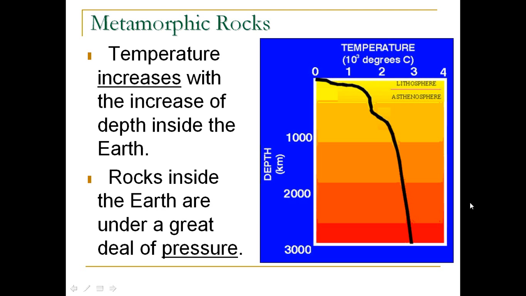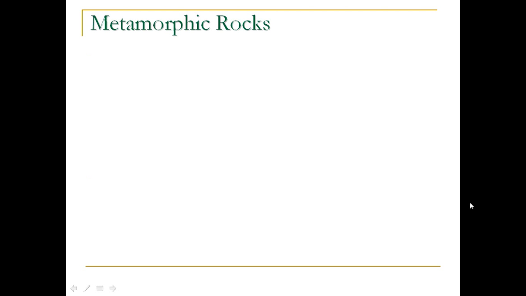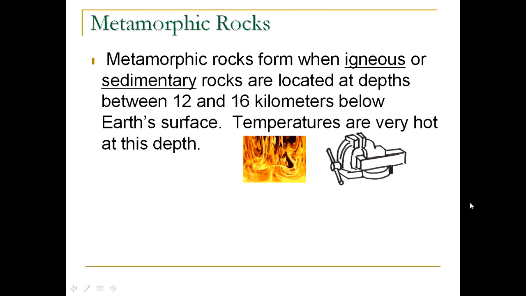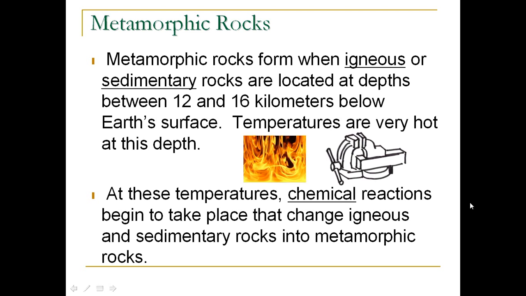Rocks inside the Earth are also under a great deal of pressure. So the farther we go down in the crust, the more temperature and the more pressure we get, and that's where our metamorphic rocks form. Metamorphic rocks form when igneous or sedimentary rocks are located at depths between 12 to 16 kilometers below the Earth's surface. Temperatures are very hot at these depths. At these temperatures, chemical reactions begin to take place that change igneous and sedimentary rocks into metamorphic rocks.